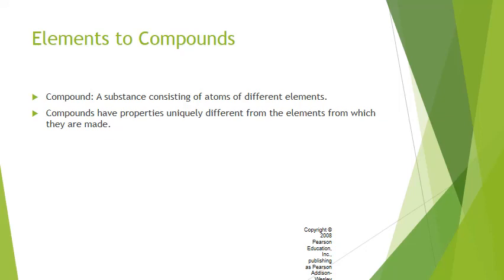and they have properties uniquely different from the elements from which they are made. And that example is given at the bottom of page 377, where sodium chloride, NaCl. Sodium itself is a highly reactive metal, and chlorine is a poisonous gas. You wouldn't want to deal with either of these substances in their elemental form, but you combine them together and make a compound, and it's delicious on popcorn.